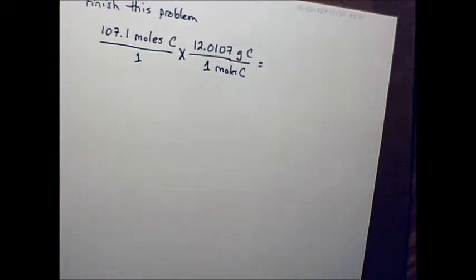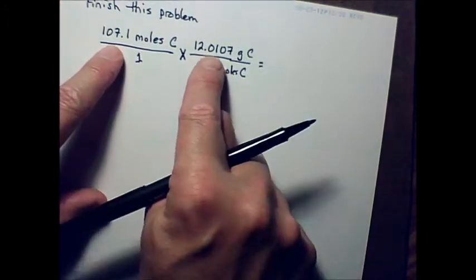Then I got that right. Just put a box around it. You got it. This is multiplication here.